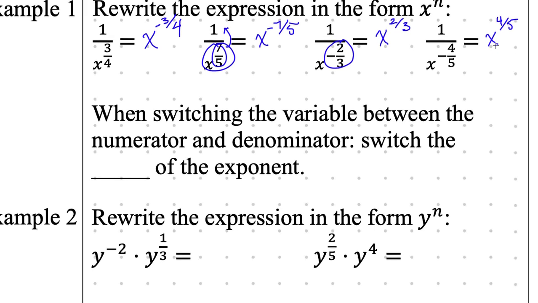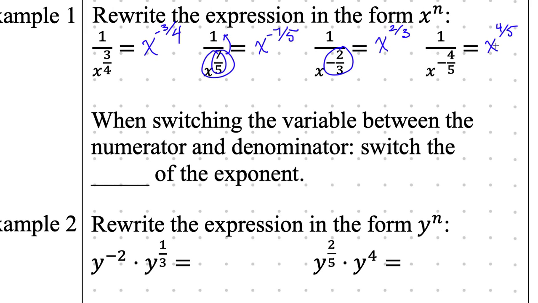So when switching the variable between the numerator and denominator, this rule that we've just been dealing with, we switch the what of the exponent? India? Sign. The sign of the exponent. So if it was a negative, make it positive. If it was a positive, make it negative. You just switch the sign.